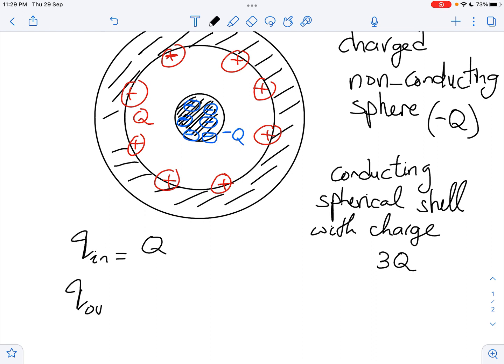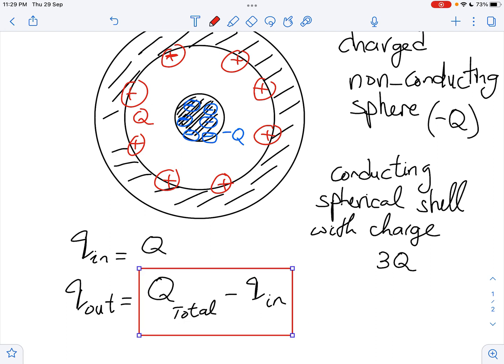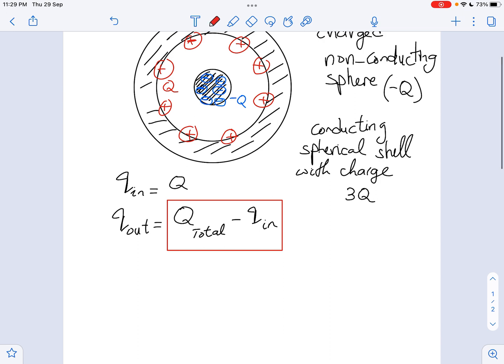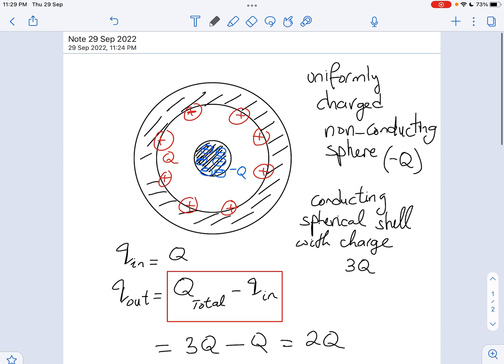So what will be q out? The formula is q out equals q total minus q in. So remember that formula. Q out is q total minus q in. The q total was already given to us, which is 3q, minus q in, which is q. So it's going to be 2q. So inside I will have q, and on the outer surface, I'm going to have 2q.